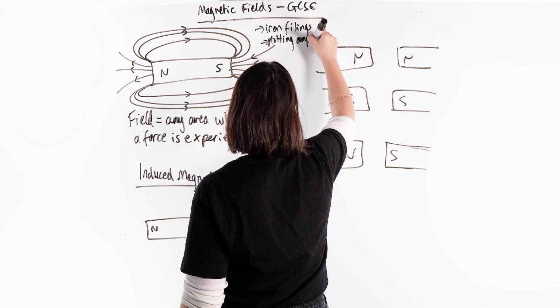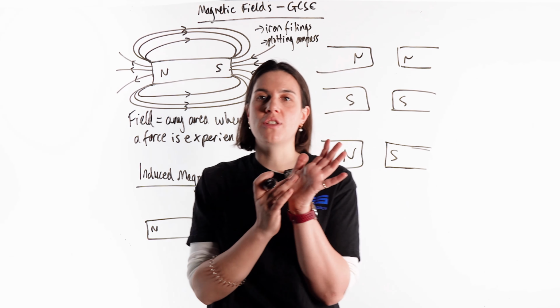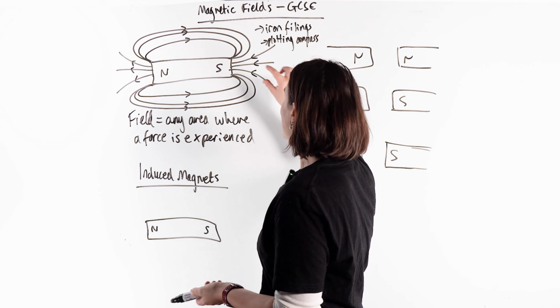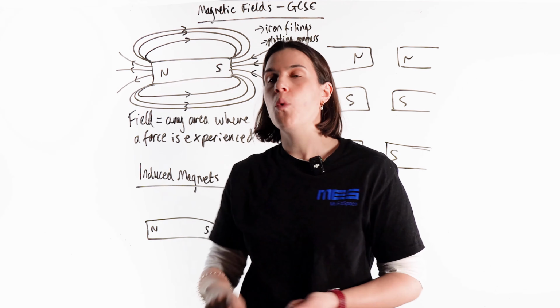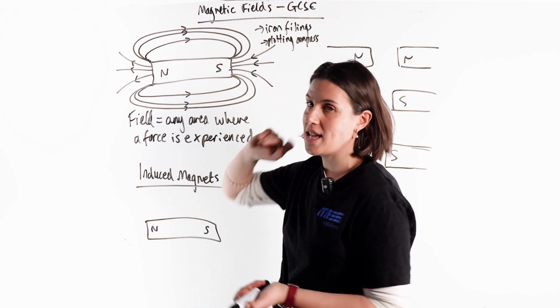Remember that a compass is just a small bar magnet that's free to spin. So if I put a compass anywhere in this bar magnet's magnetic field, it's going to align with the magnetic field and show us the direction.